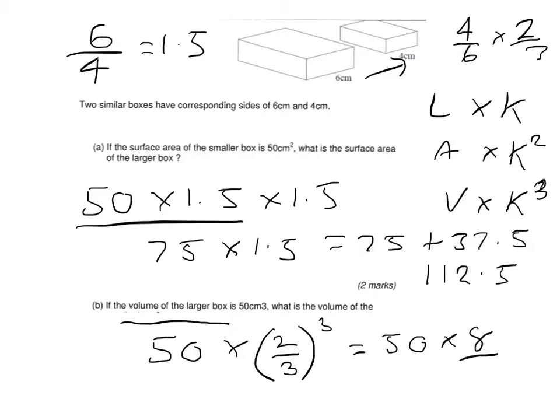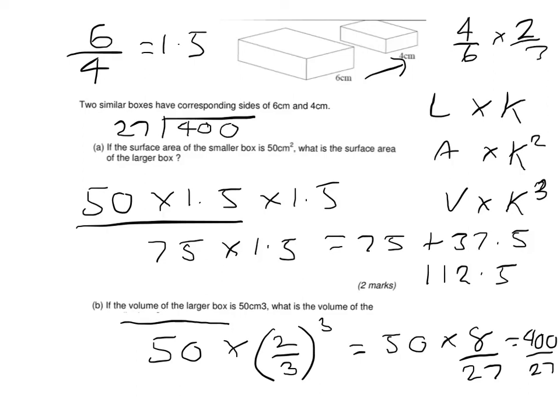So we need to process that. Now that will give me 400 over 27. Now it's not asking us to simplify, so we could say it's 400 over 27 centimetres cubed, or we could divide 27 into 400. That's probably better to do that to get a whole number.